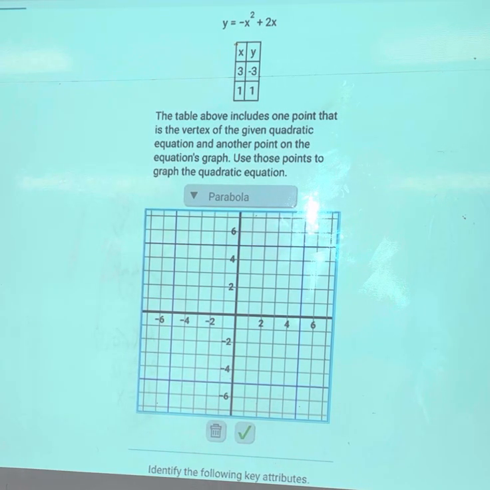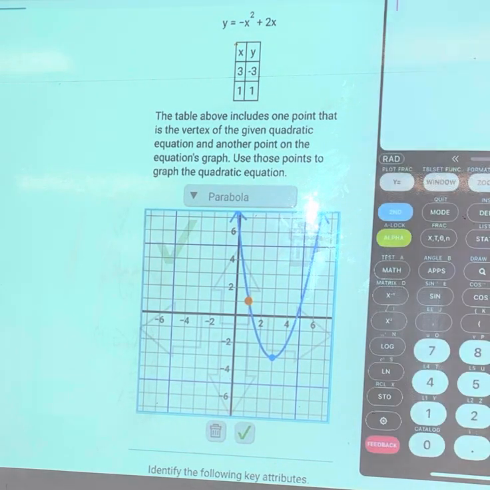So if you graph it, the 3, negative 3, so I go over x is 3 and down to negative 3, I can put a check. And then 1 and 1, I may or may not got the correct graph. Did I get the correct graph? No. Wait. Probably not. No, I don't think so.